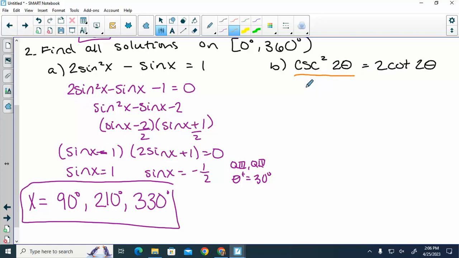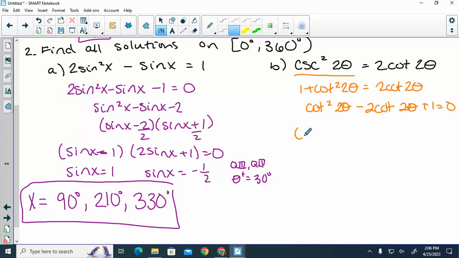Cosecant squared is equal to what? So then you can get everything on one side. So it's cotangent squared 2 theta minus 2 cotangent 2 theta plus 1. So that factors into cotangent 2 theta minus 1, cotangent 2 theta minus 1. Since it's a 2 theta, what does that tell us? Alright. They're both the same, so we really only have to solve one of them.